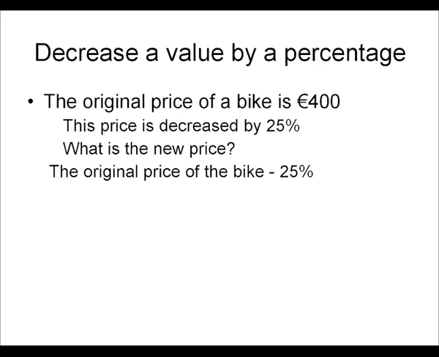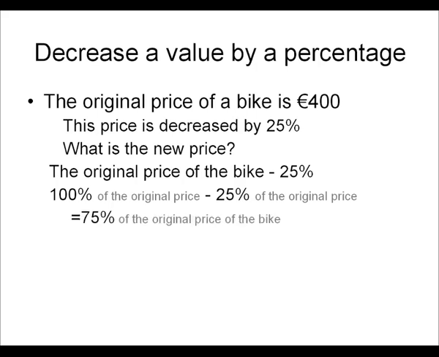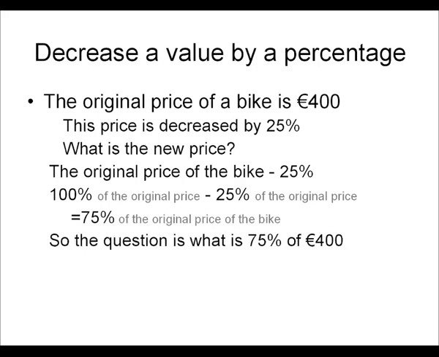Again, 25% on its own doesn't really mean anything. So what do I really mean? I mean I'm reducing it by 25% of the original price. So I have all, or 100%, of the original price, less 25% of the original price, which will be 75% of the original price of the bike. So the question I'm really asking when I tell you I decrease something by 25% is, what is 75% of 400? And you know how to do this. It's 0.75 multiplied by 400, which gives you an answer of 300.